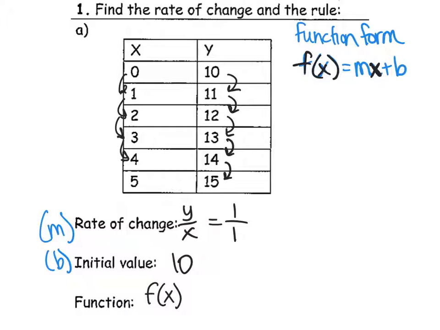So here I go. F of x, function form, equals 1x plus 10. See how I kept it in blue and black? Just so you knew that this 1 and this 10 are the things that I plug in. Function form. I use my table of values to figure out how to write my function. Everyone got this one copied? Do I need to slow down or speed up or what?